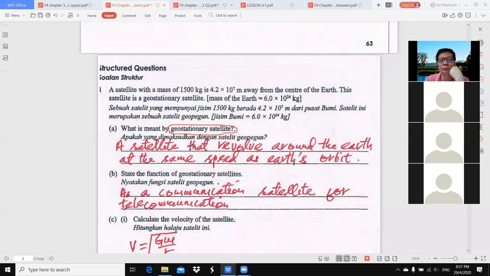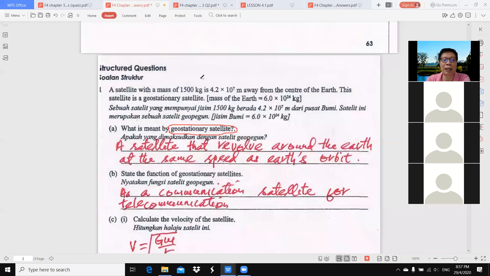Satellites revolve around the Earth at the same speed as the Earth's turning speed. Okay, the function of a geostationary satellite: it is a communication satellite for handphone, for television, all this kind of thing. Communication satellite for telecommunication.